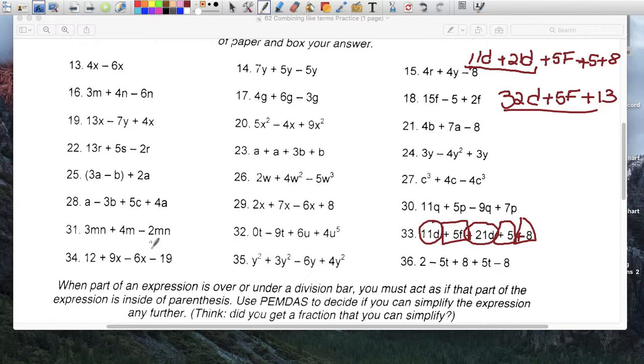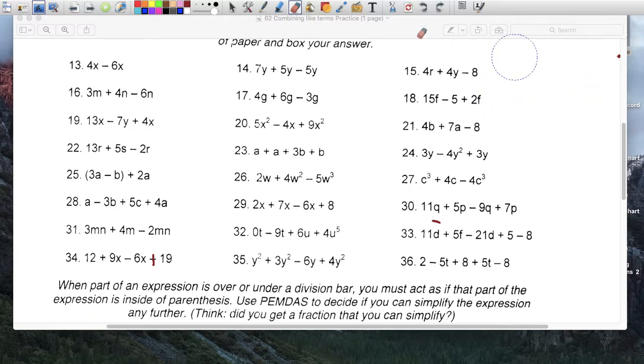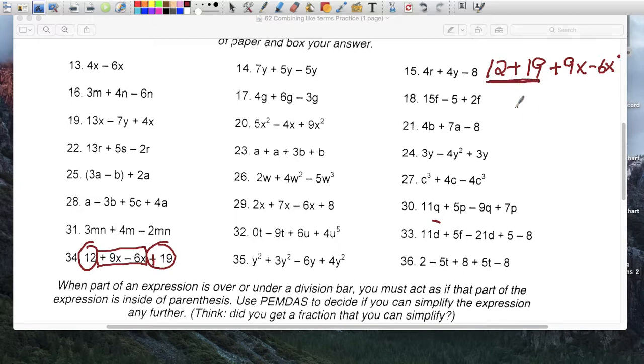34. Again, this should be a plus sign. Okay. So if you combine the like terms, you're going to get the 12 and the plus 19 together, and these two will be in the middle together. So I get 12. Let's move the plus 19 next to the 12, and then the other two, 9x minus 6x. Combine these two. 9 plus 12 is 31. Plus, and 9x minus 6x, or 9 minus 6 is 3.